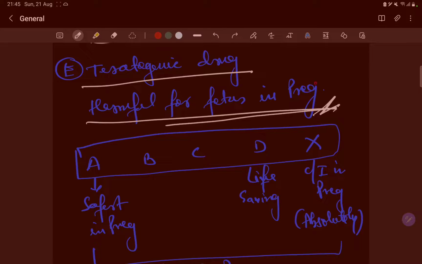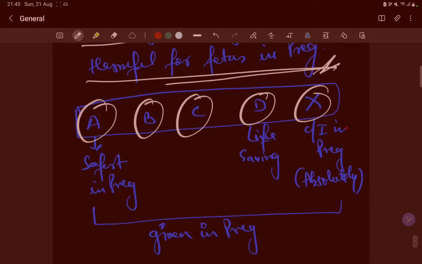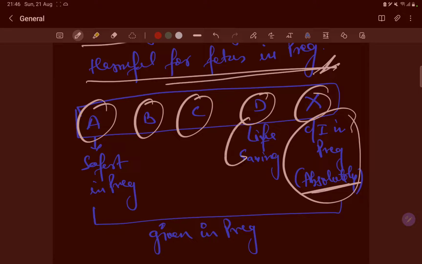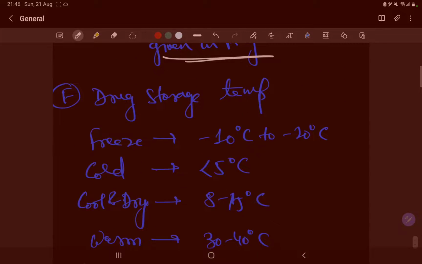right, is harmful for the fetus in pregnancy, and the categories are A, B, C, D and X. X is contraindicated in pregnancy, absolutely contraindicated. D is life saving, can be given in life saving moments. A is the safest in pregnancy, which are given.